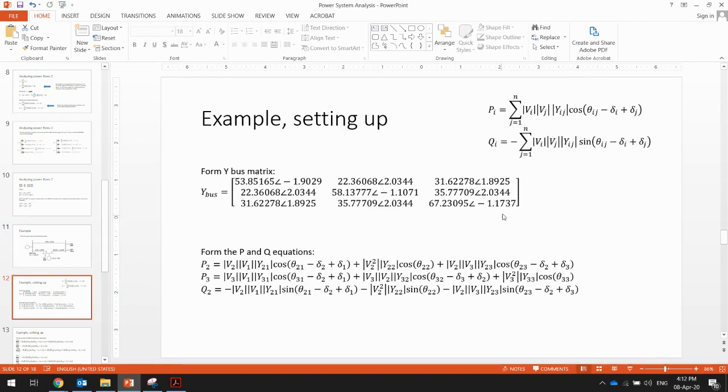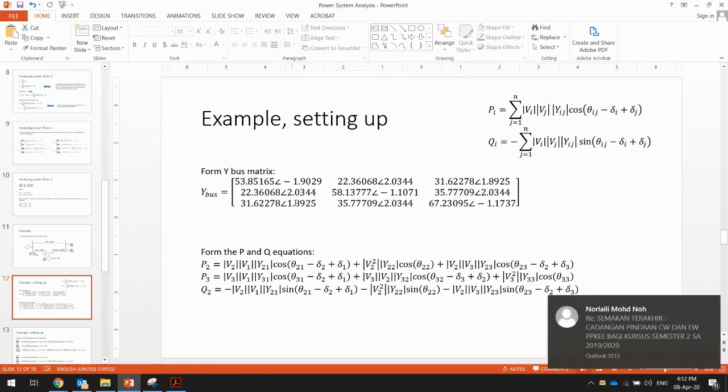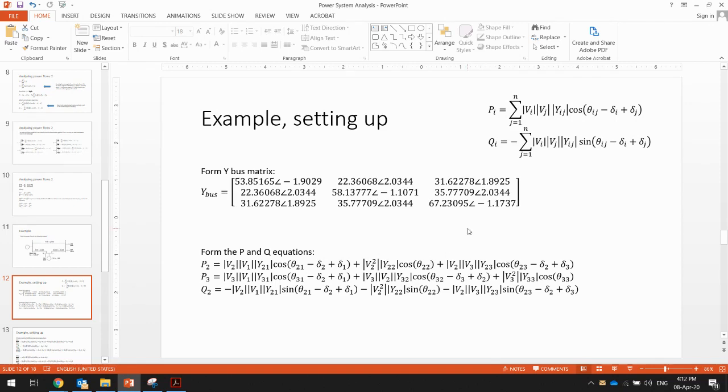So the first thing is we should convert our impedance into admittance and put them into a matrix as such. You should be familiar with the concept of self-admittance and also the off-diagonal terms over here. And then you want to form the 3 known power flow equations that are given to you. Remember, you are given P2, P3, and Q2. So we want to form the power flow equations of P2, P3, and Q2.